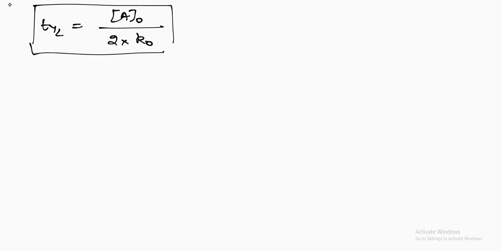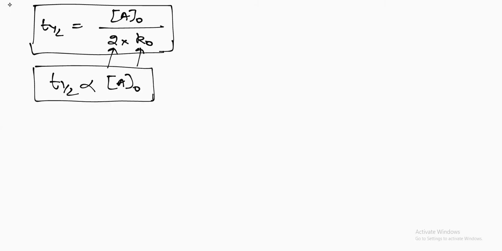Take note. This is for zero order reaction. See, 2 is a constant, k naught is constant. So I can also write this as t half is directly proportional to the initial concentration of the reactant. Students, observe carefully. For zero order reaction, half-life period is directly proportional to initial concentration. As initial concentration increases, half-life period also increases in the case of zero order reaction. Note down.